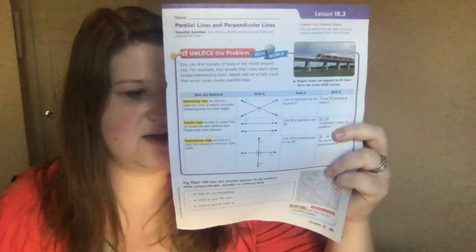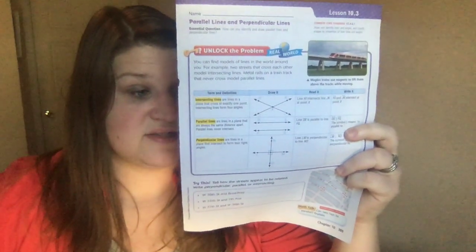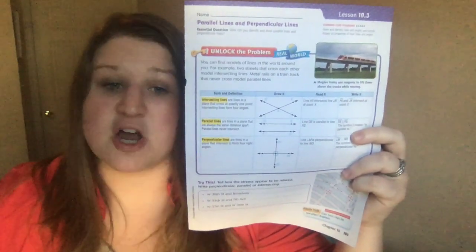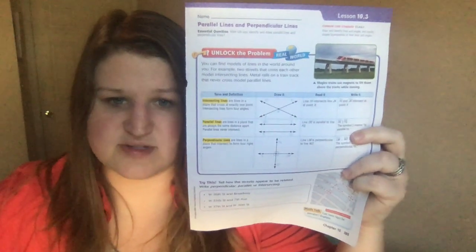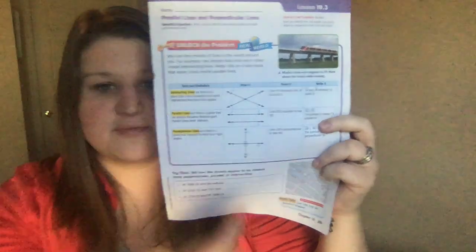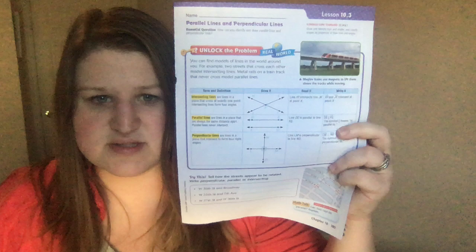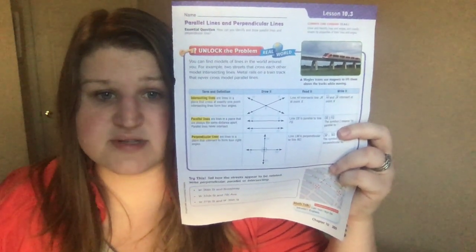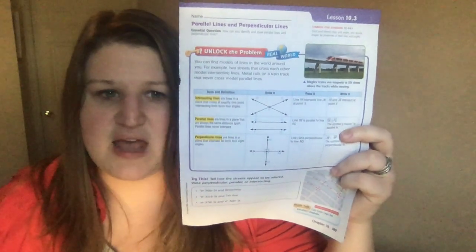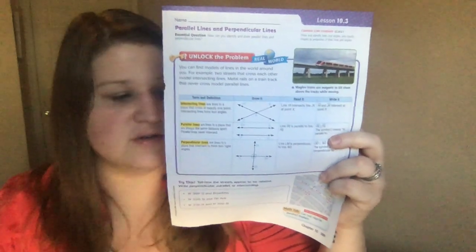Now the third kind of lines are perpendicular lines. Perpendicular lines form right angles, so they cross. So perpendicular lines are actually intersecting lines also, but when they cross, they have to cross so that they form 4 right angles. So similar to intersecting lines, they do form 4 angles, but in perpendicular lines, they have to be 4 right angles. And remember when we talked about right angles, they're the angles that form like in corners.